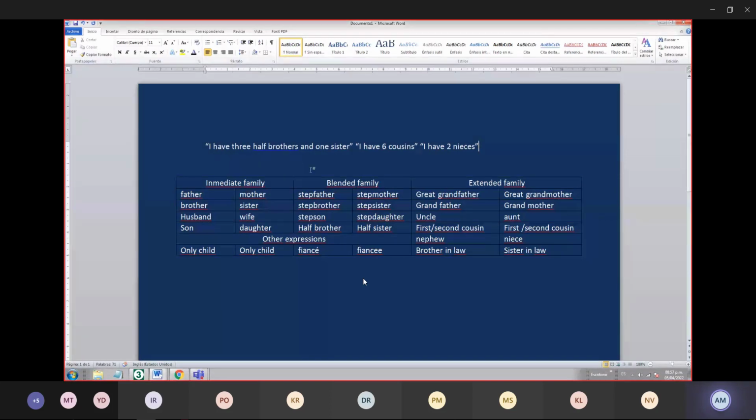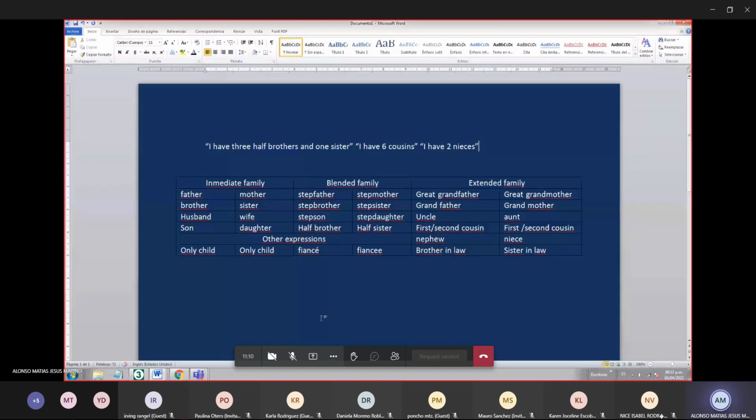So please write down your examples. Write down your information related to immediate family members or blended family members or extended family members, okay? Please, let's do it. You have 3 minutes to do this.